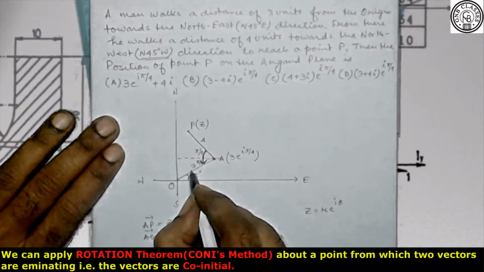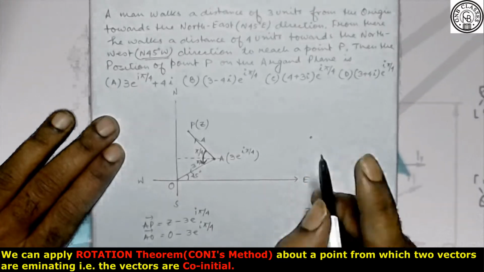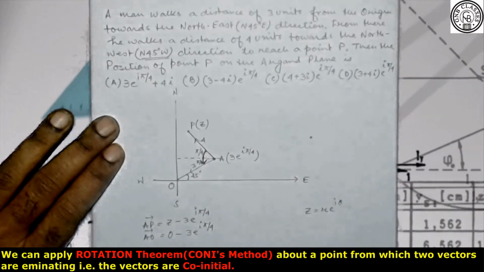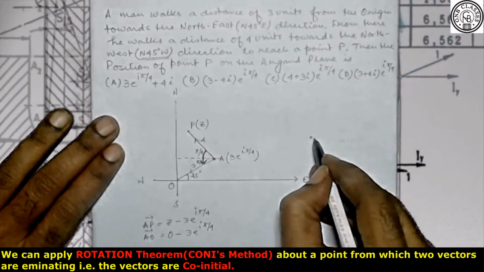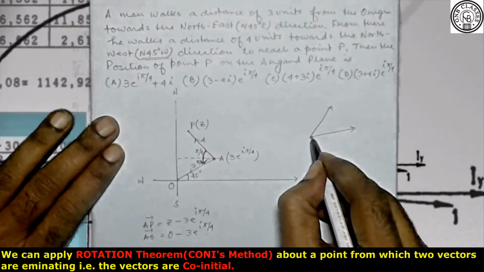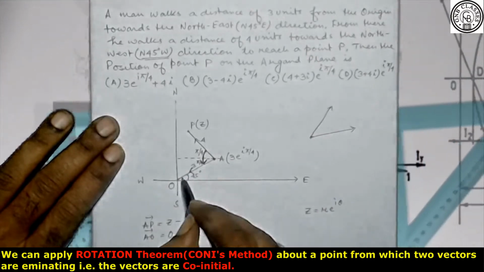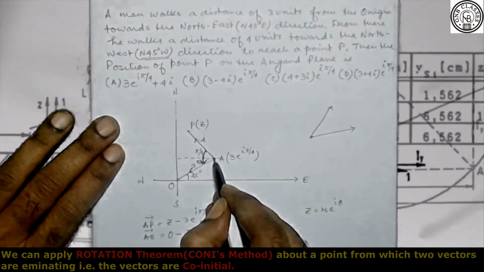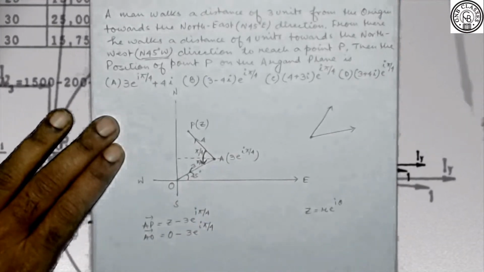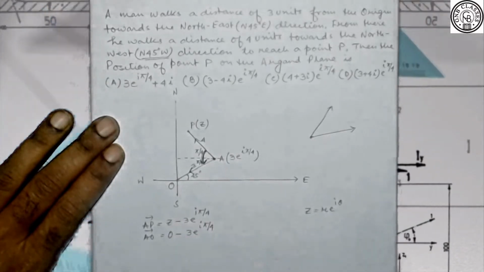One thing we must remember when applying Cony's method or rotation theorem about a point, is that the vectors we are talking about must be co-initial, so that the vectors emanate from our point. Is it clear? Then only we can apply Cony's method at that point. Otherwise not. Remember it. So that is why I have taken the direction of this vector in this direction instead of this direction. I have taken AO, not OA. Be careful about it.